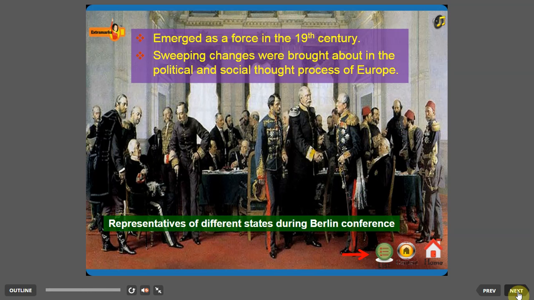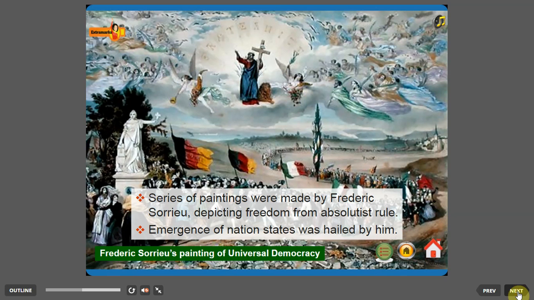Nationalism emerged as a force in the 19th century, and it brought sweeping changes in the political and social thought process of Europe. Like here in the photograph, you can see various representatives of different states during the Berlin Conference. During that time, in 1848, a series of paintings was made by a famous painter called Frederic Sorrieu, depicting freedom from absolutist rule. It is said that the emergence of nation states was hailed by him. He had created a series of 3 paintings.